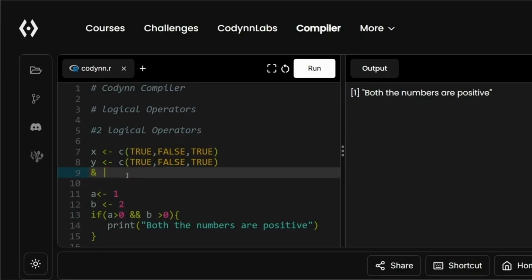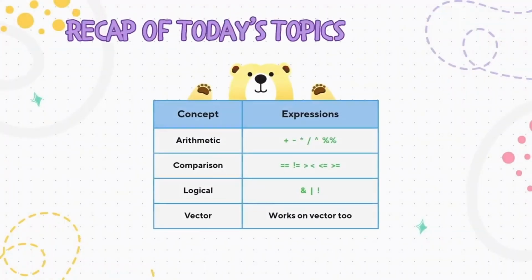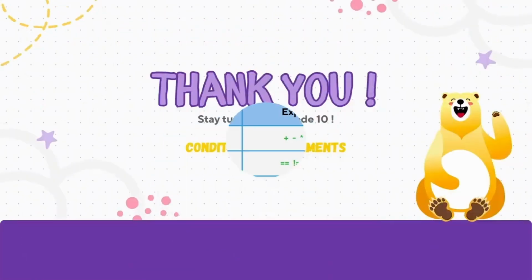So after this, let's head towards a quick summary. As a recap of today's topics, we learned about arithmetic operators, comparison operators, logical operators, and that these operators work on vectors as well. So that was it for this episode. In the next episode, we're going to be dealing with conditional statements, as we discussed earlier, a teaser of the conditional statement, which was the if statement. That is, if a condition is true, you can execute a line or a bunch of lines of code. We'll be talking more about that.